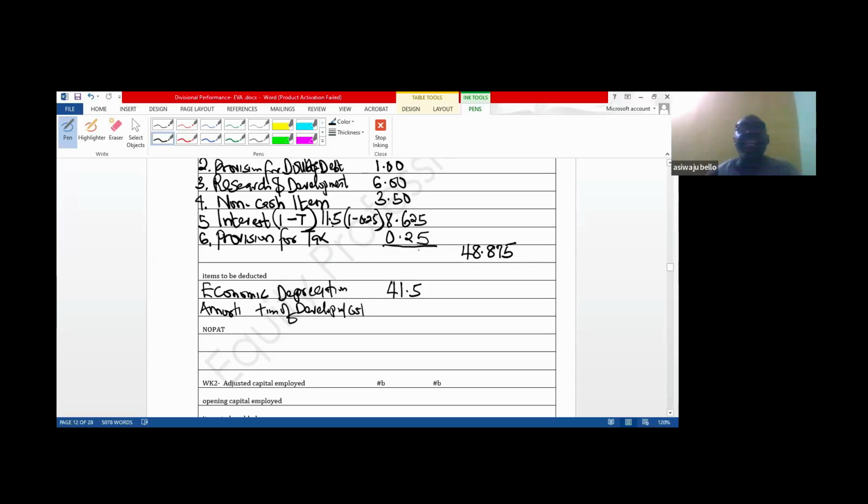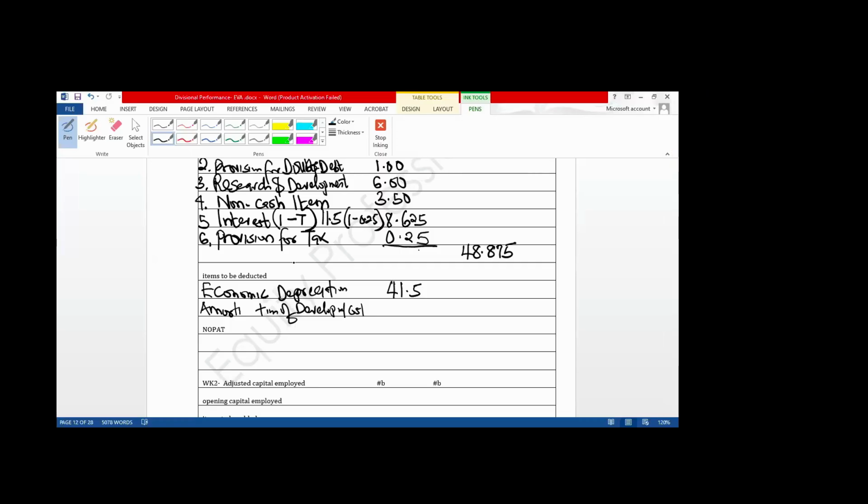Your interest is 11.5 into bracket 1 minus the tax rate. The tax rate is 25%. We are doing the working. 11.5 bracket 1 minus 0.25. Close your bracket. Apply your calculator. Okay. I've gotten it.